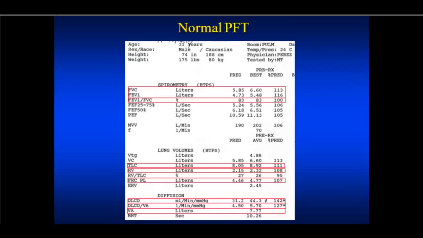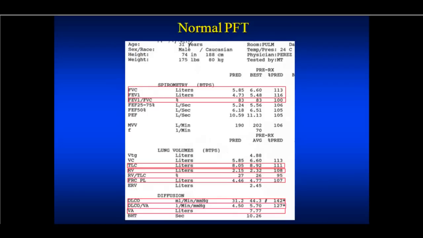I look at spirometry first. Always look at the ratio first. Is the ratio normal or abnormal? The ratio here is normal. There's no airflow limitation or airflow obstruction. FVC and FEV1 are within the normal range. So my spirometry has already told me a lot about the airflow characteristics.